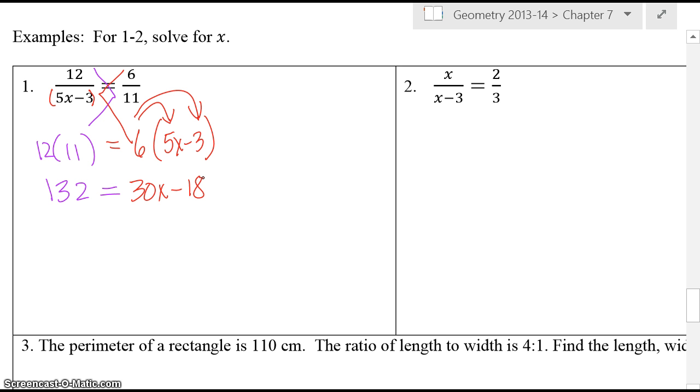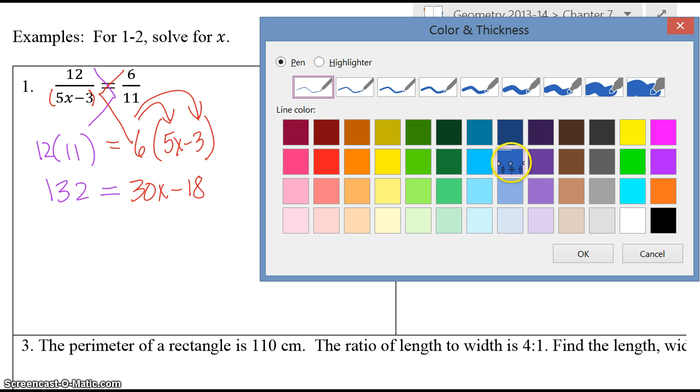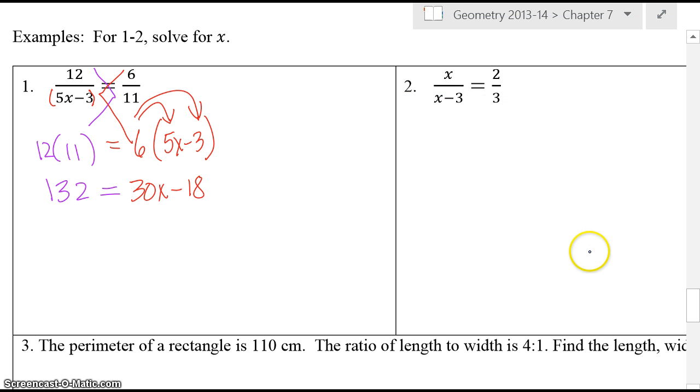And now you just solve this equation just like any other equation. So we are going to add 18 to both sides. We get 150 equals 30x. Divide by 30, and you get x equals 5. Questions about that one?